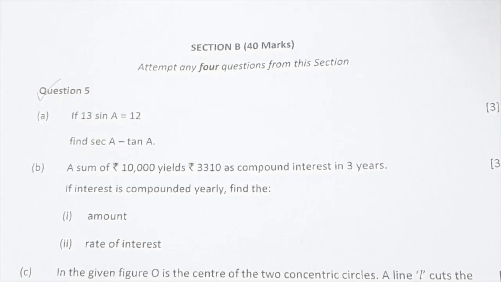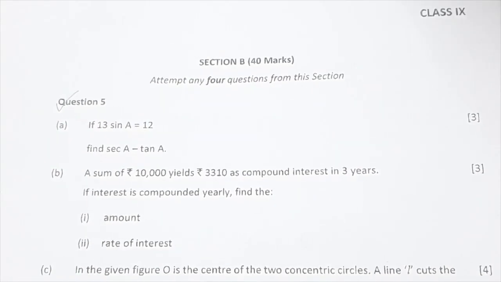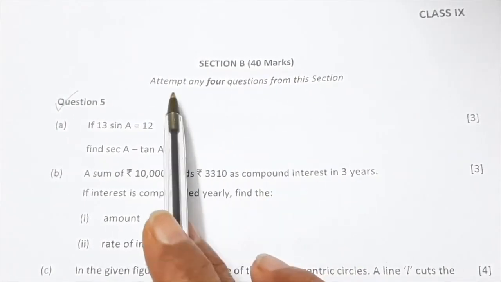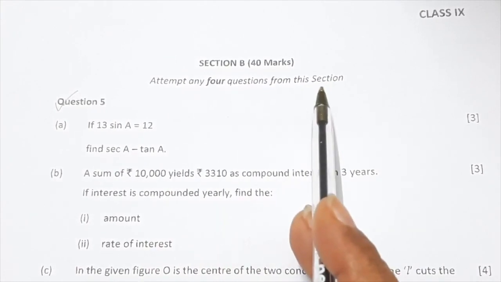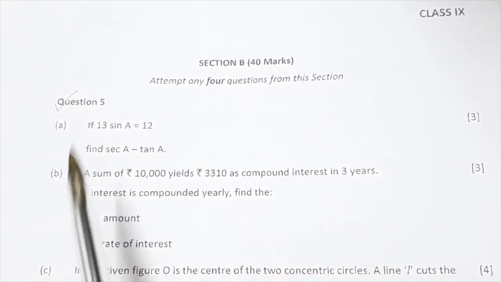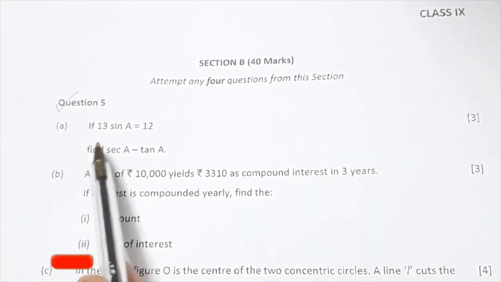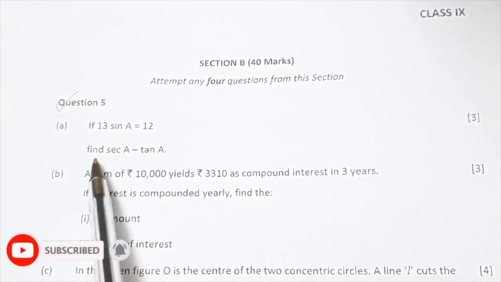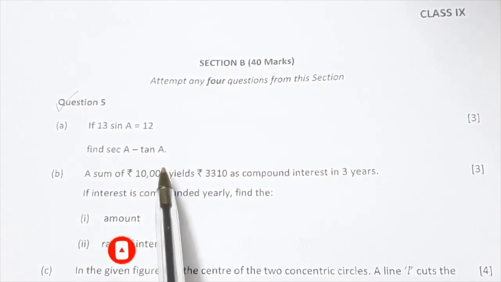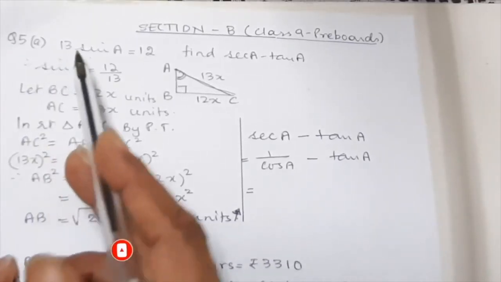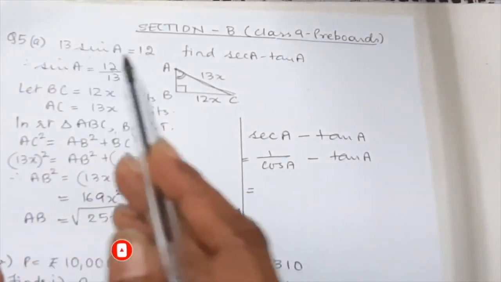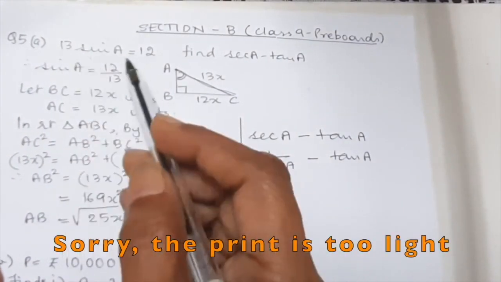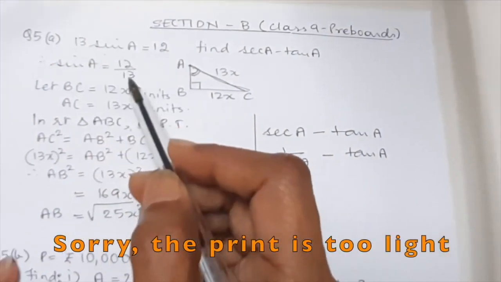Section B, which is 40 marks, and from this section we have to attempt any 4 questions. We are going to start with question number 5. 5A reads, if 13 sine A is 12, find sec A minus tan A. Question 5A says 13 sine A equal to 12. So we convert it into sine A equal to 12 upon 13.